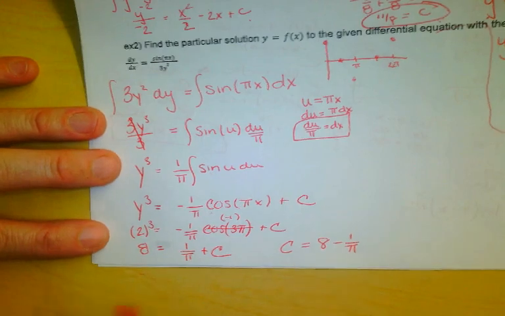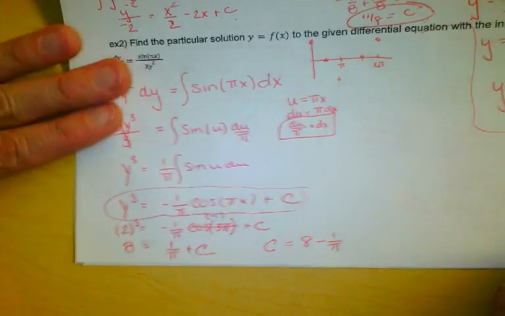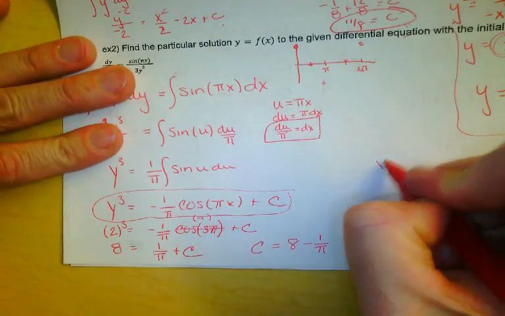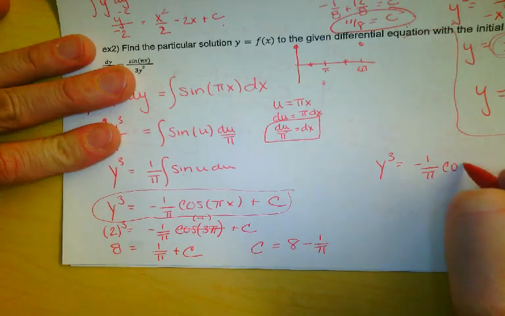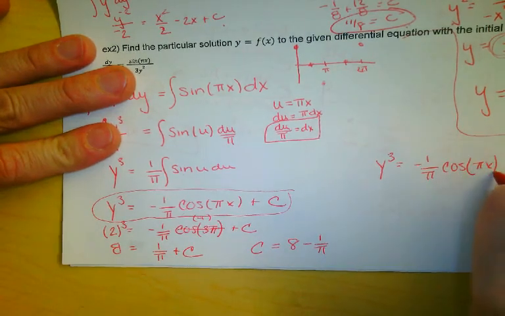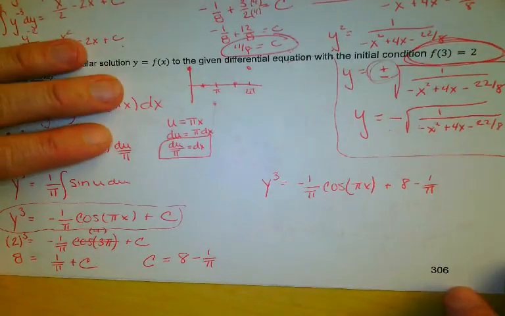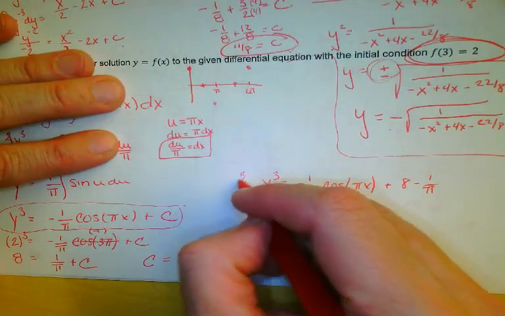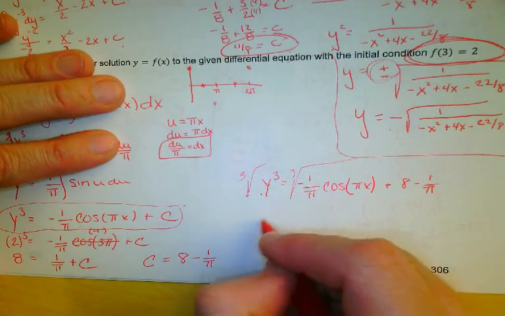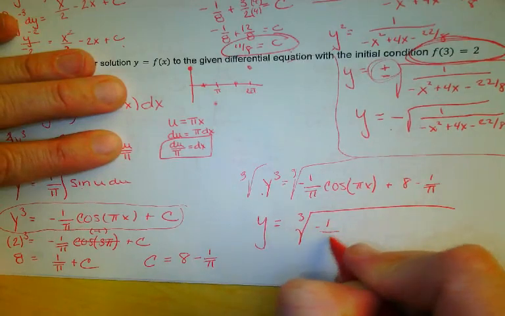And then once we have that, we're going to go back to that original equation where we had c and substitute that in. So y cubed equals negative 1 over pi cosine of pi x plus 8 minus 1 over pi. And then lastly, if I have y cubed and I want y by itself, I'm just going to take the cubed root of both sides. Now, cubed roots don't get a plus minus, so it's just the cubed root of all that jazz.